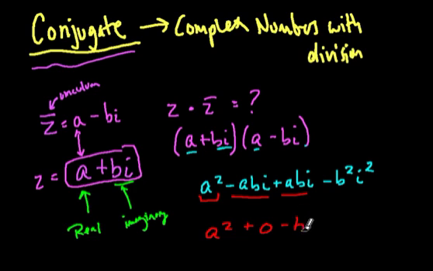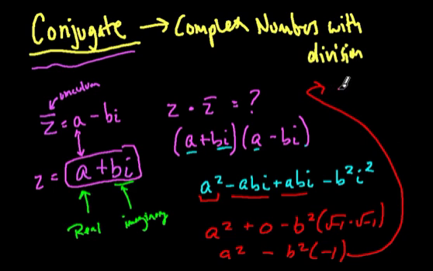Well, we don't know what b squared is, but we do know that i squared equals the square root of negative 1 times the square root of negative 1. And that's just negative 1. So we have a squared, I don't need that 0 there anymore, minus b squared times negative 1. B squared times negative 1 is negative b squared. So it's a squared minus negative b squared. An easier way of writing that is a squared plus b squared.